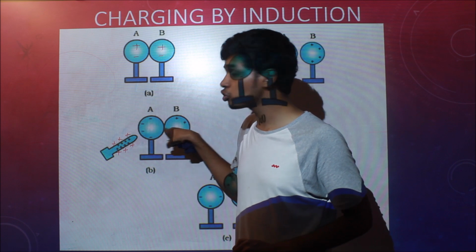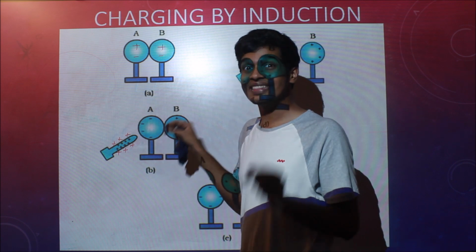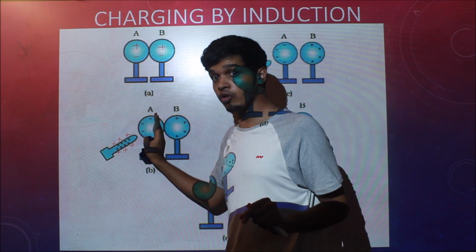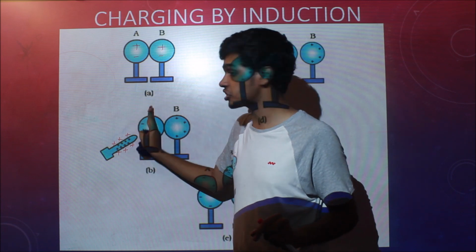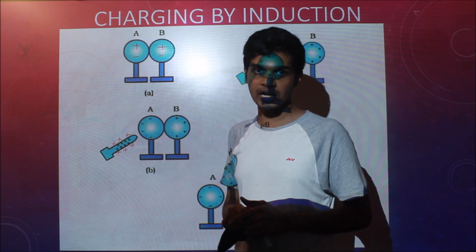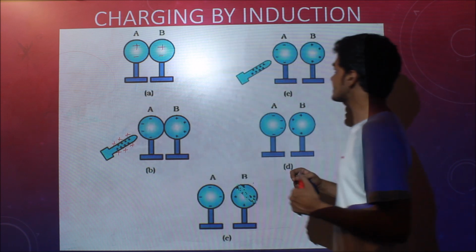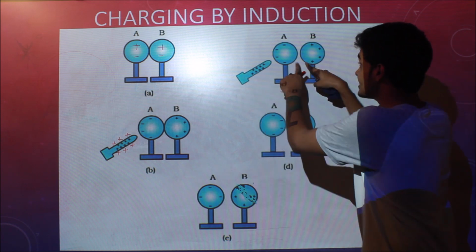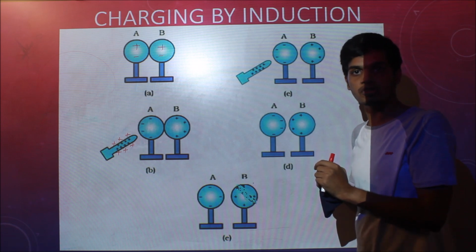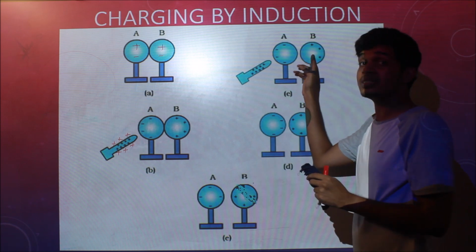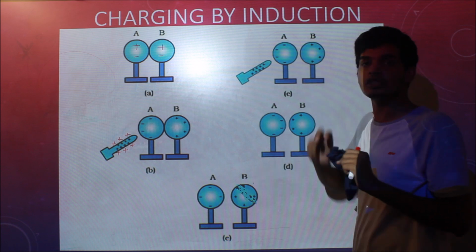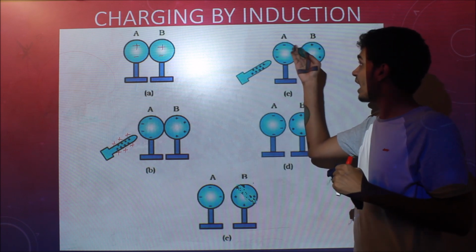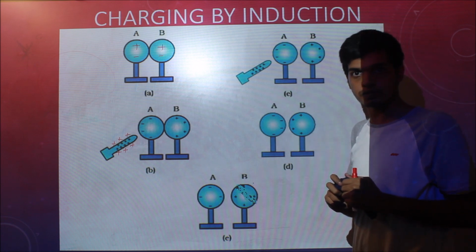Now, because these two balls are in contact, the negative charges from both these balls will move and show a higher concentration in this side of ball A. Next, keeping the rod in the same position, we separate these two balls. So because all the negative charge has moved into ball A, this ball will show a positive charge and this ball will show a negative charge.